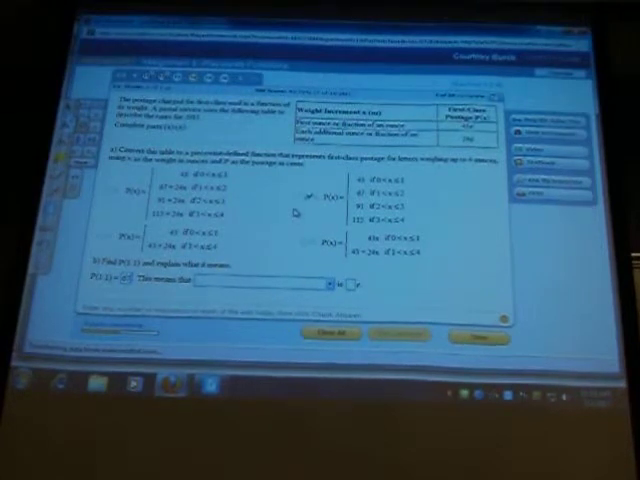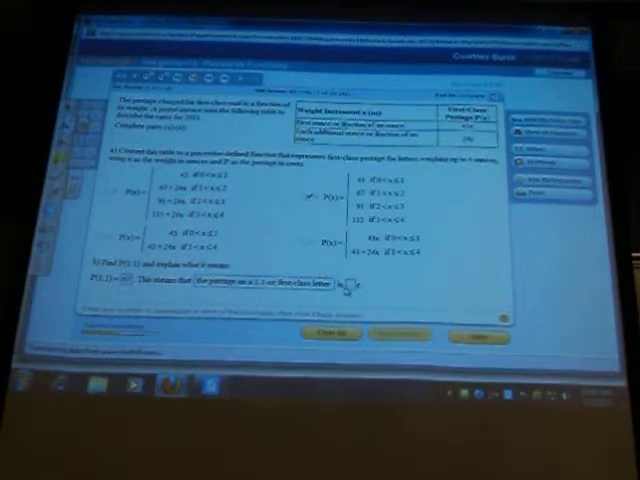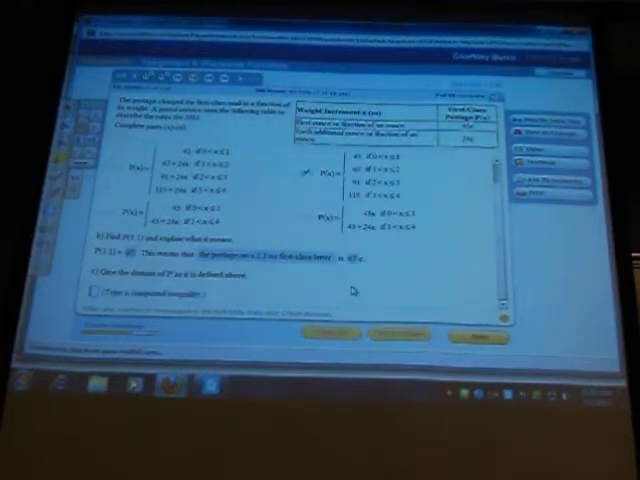Okay? This means that the postage on a 1.1 ounce letter is 67 cents. Give the domain of P.